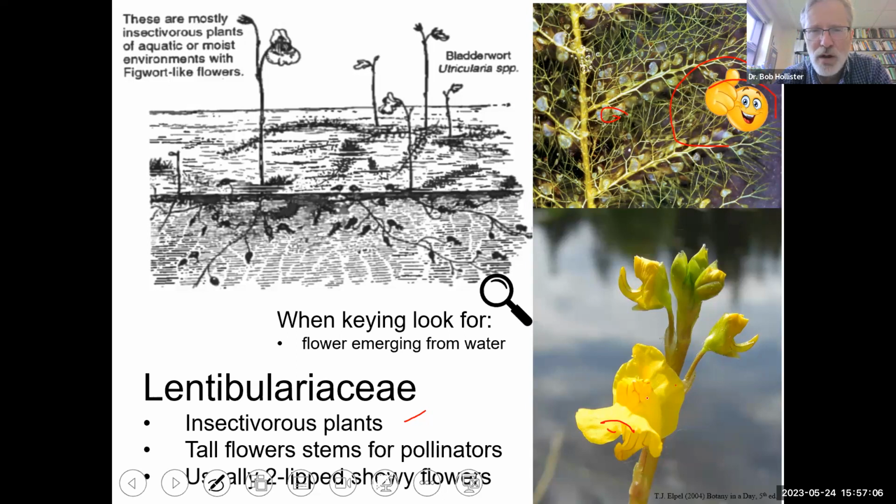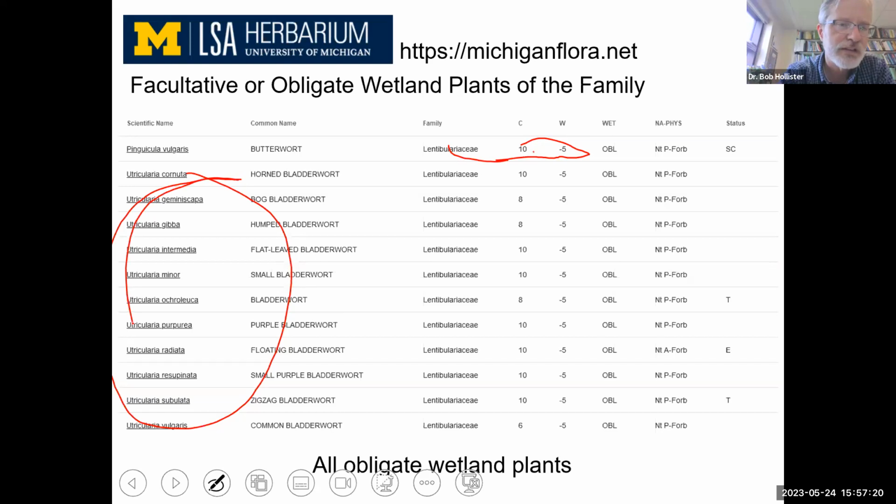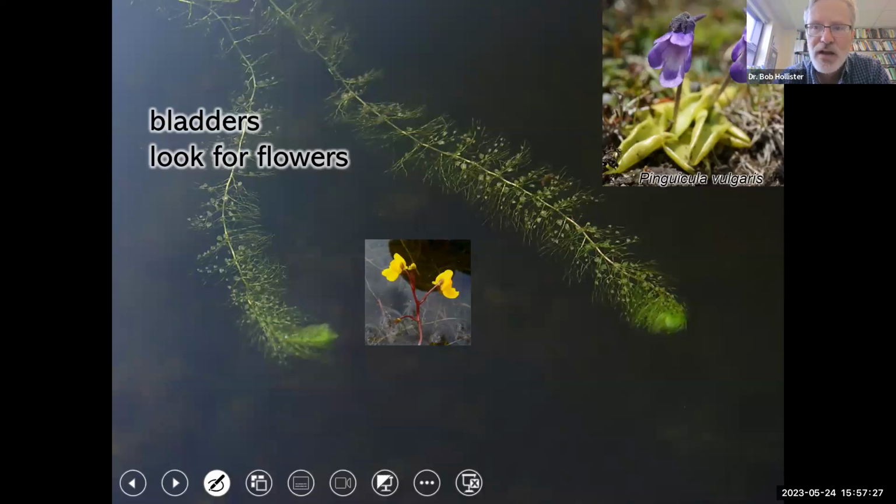They could grow out of the mud, but they're usually in the water. There's a number of species of Utricularia. There's one other one that's not common. It's in the UP. So basically this whole family is just Utricularia, or bladderworts. So here's that other one that's just unusual.